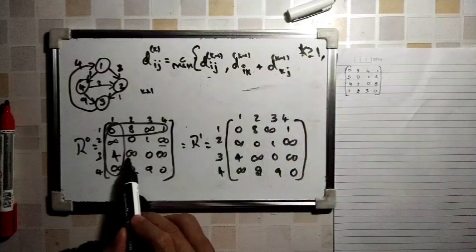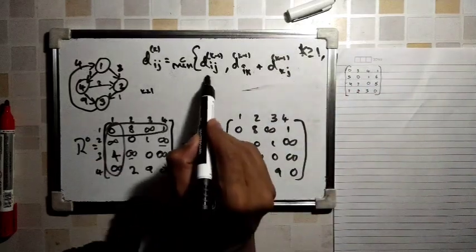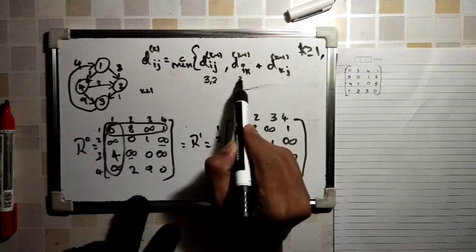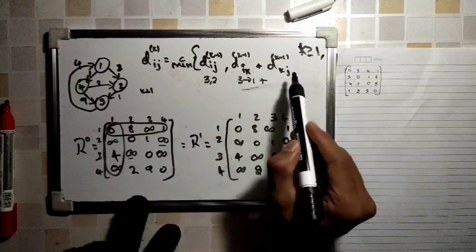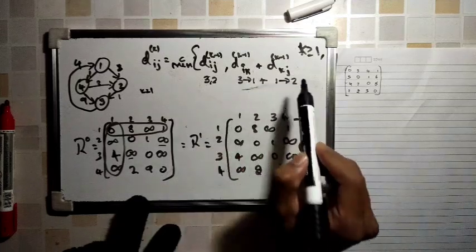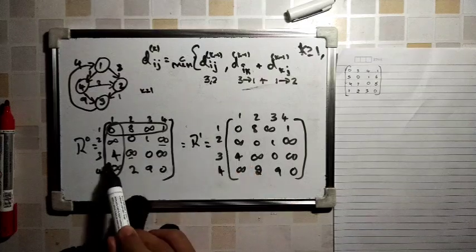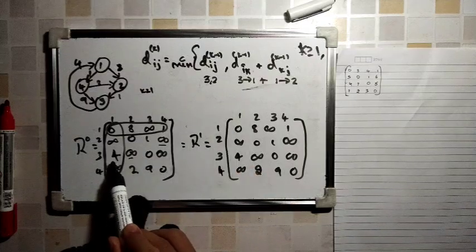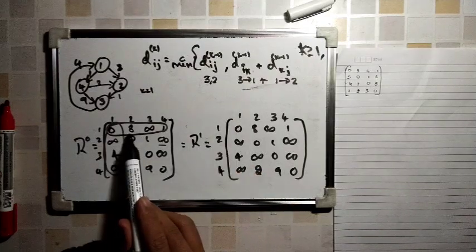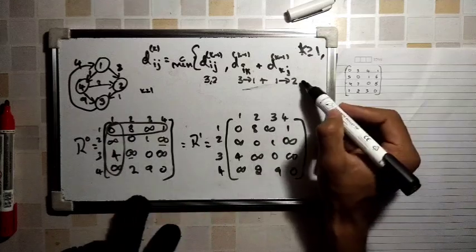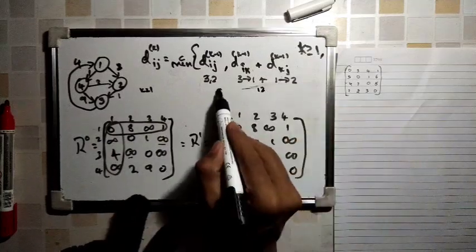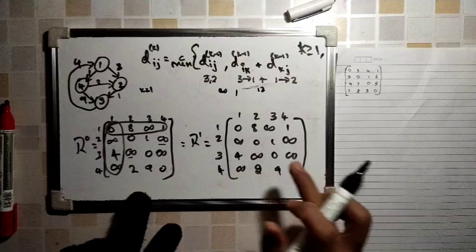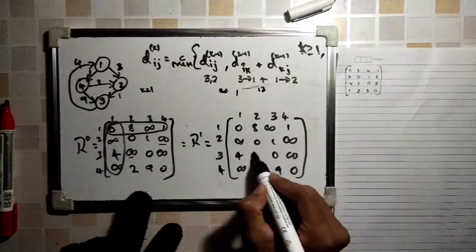Now I will consider this infinity, that is 3 comma 2. So 3 to 1 plus 1 to 2. 3 to 1 is 4 and 1 to 2 is 8. So 8 plus 4 gives us 12. I have to select the minimum of infinity comma 12. 12 is smaller, so it will become 12 here.